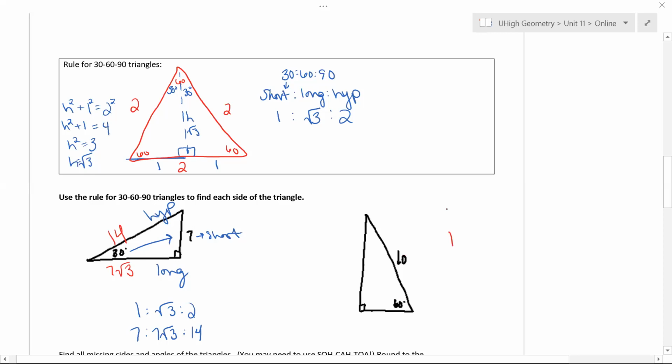All right, on this next one, I'm given my hypotenuse is 10. So again, if I'm doing short, long, hypotenuse, I'm given my hypotenuse is 10. And I'm thinking 1, root 3, 2. Okay, if my hypotenuse is 10, then I know that my short side is going to be half of that. So we're going to have a 5. And if I have a short side of 5, I just multiply by root 3 to get my long side. So I get 5 root 3.